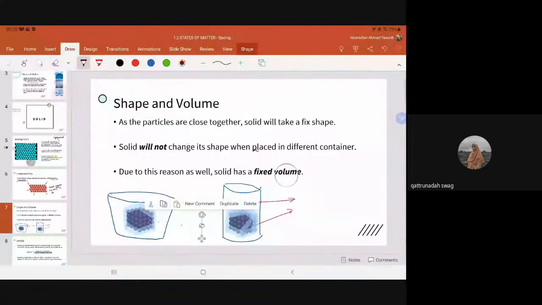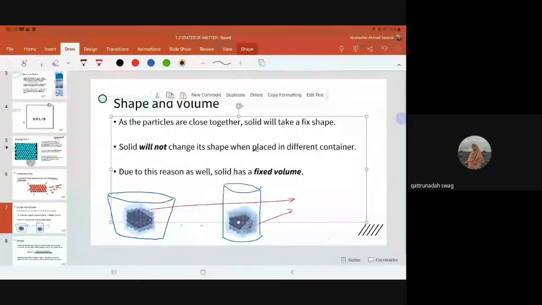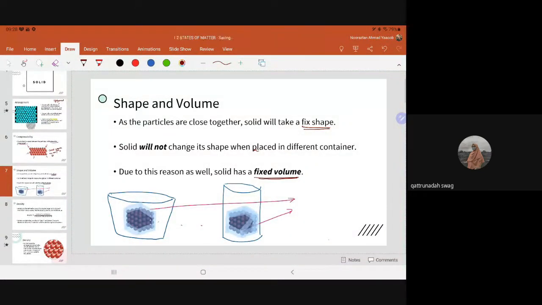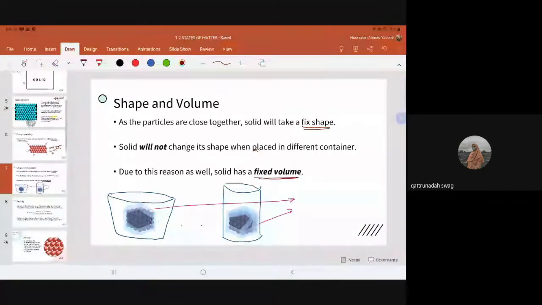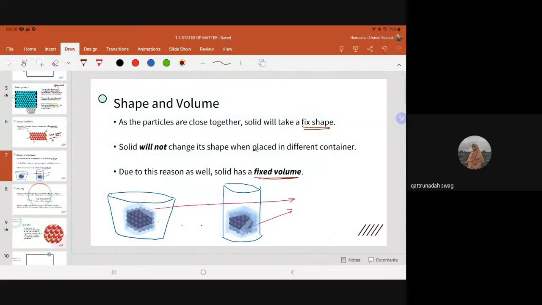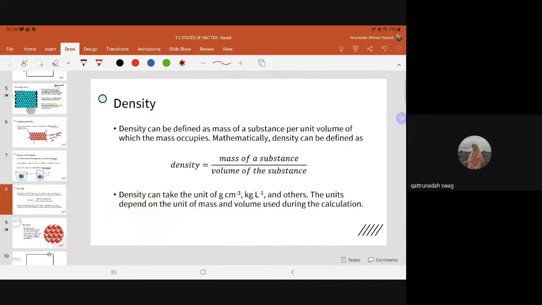solid has fixed volume. So ciri dia yang kamu kena tahu in terms of shape and volume, dia punya shape dia fix, dia punya volume dia pun fix. Volume dia kekal sama, bentuk dia kekal sama. Okay. Tak pernah lagi saya tengok kita ambil emas yang bersaiz 1 cm cube, kita letak dalam bekas yang besar, tiba-tiba saiz dia jadi 1 liter. Tak pernah. Kalau masa tu boleh jadi kaya kita. Senang je. Alright. Now, the next properties of solid that we need to know is density.